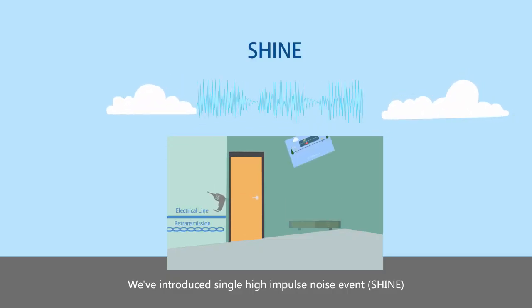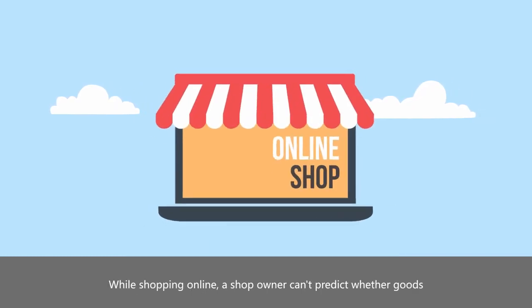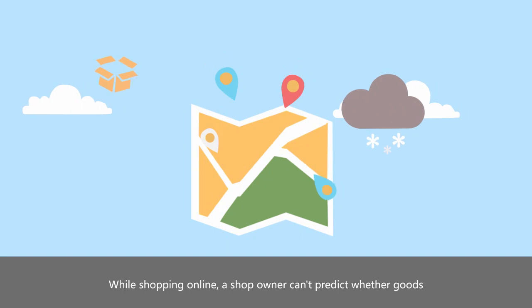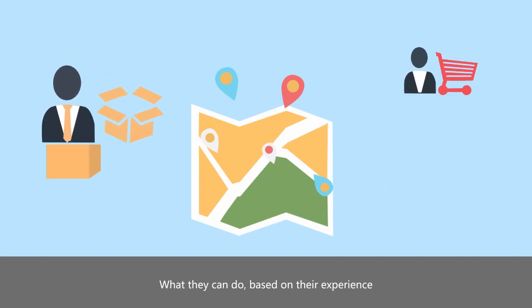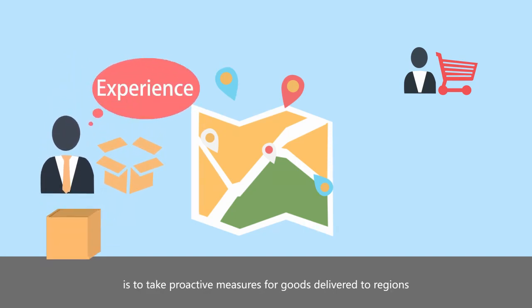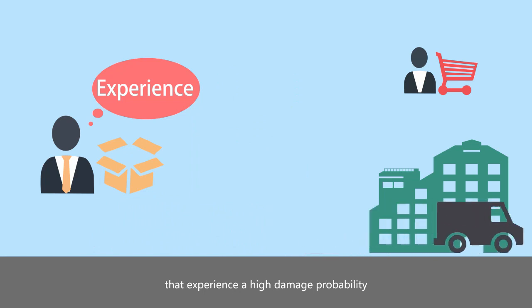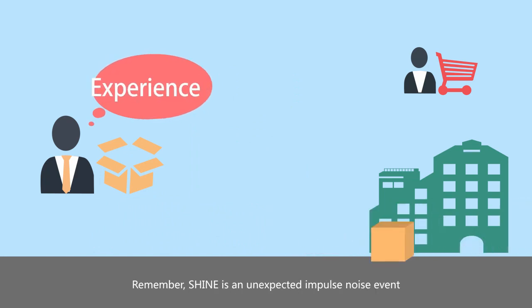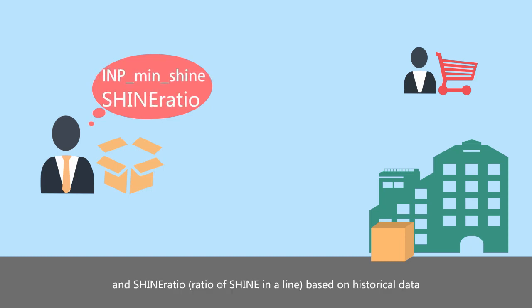SHINE is a single high-energy pulse noise event, which is unpredictable. While shopping online, a shop owner can't predict whether goods will be damaged during transportation. What they can do based on their experience is to take proactive measures for goods delivered to regions that experience a high damage probability. Remember, SHINE is an unexpected impulse noise event. We can set values of the minimum INP against SHINE in symbol periods and the ratio of SHINE in line based on historical data.